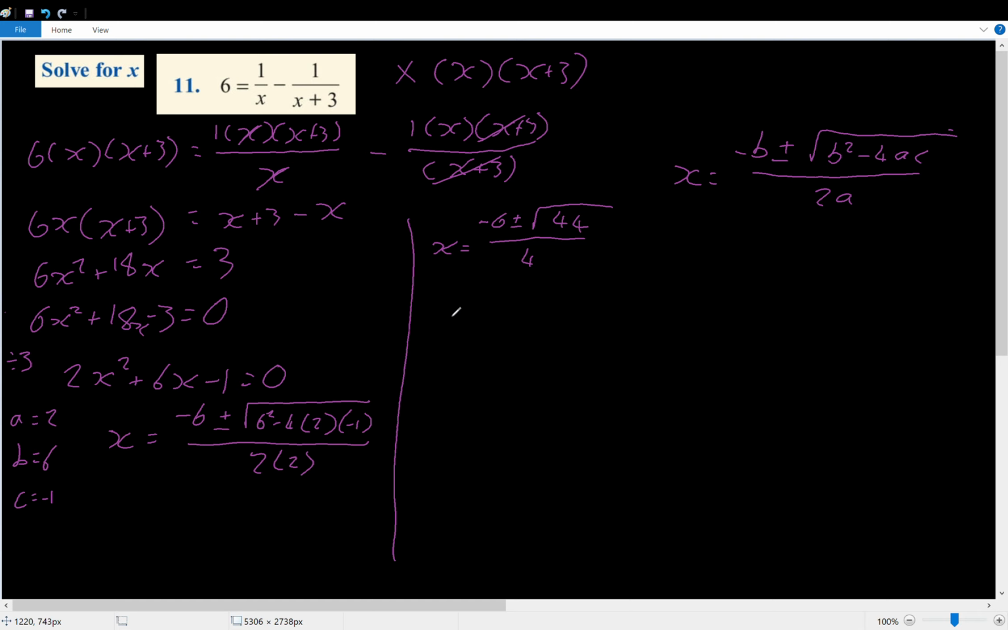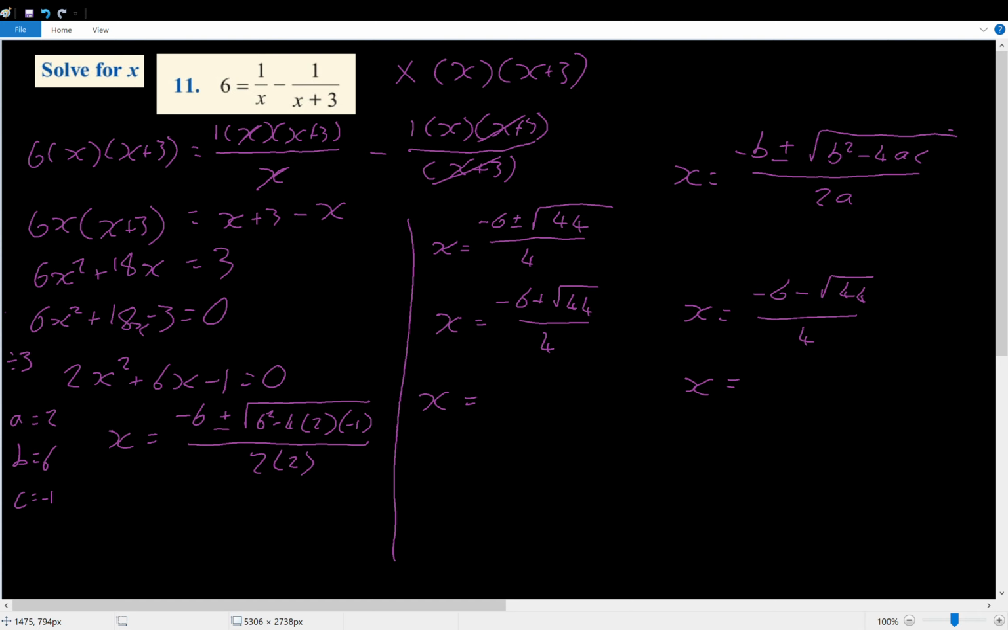Now in order to solve this out, we're going to split them up, so we get x equals minus 6 plus root 44 all over 4, and x equals minus 6 minus root 44 all over 4. And in order to get our answer for this, we're going to have to put these two sums into our calculators. When we do that, we'll first of all get a simplified version of the fraction.